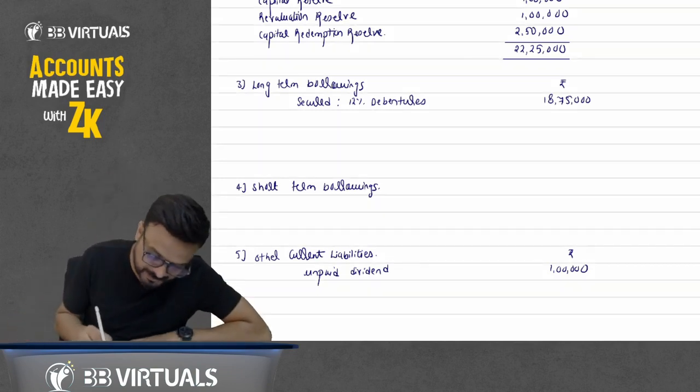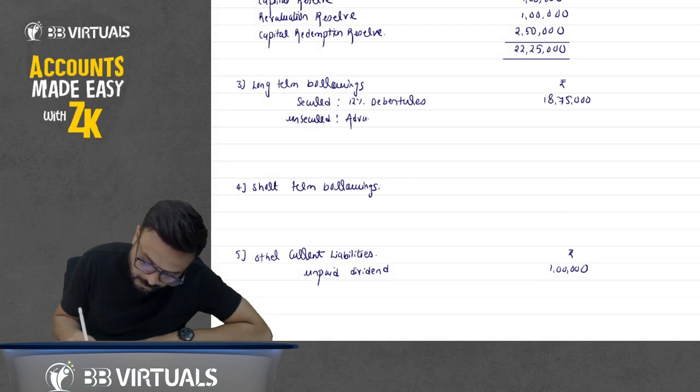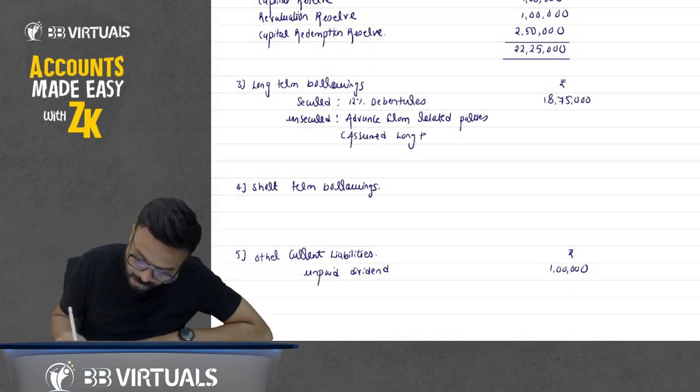So write down there: unsecured advance from related parties. Write down in brackets: assume long term borrowing.